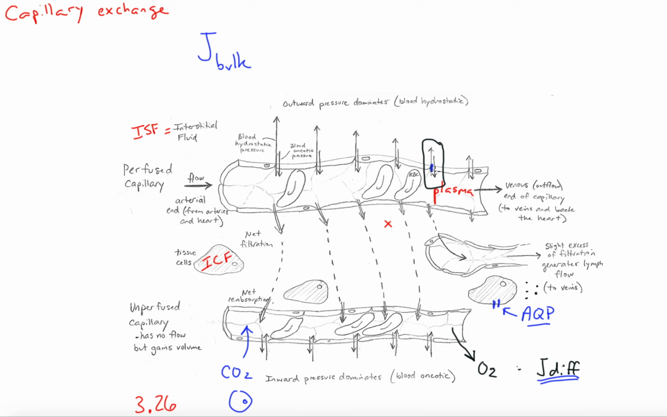we have to talk about which one's winning. But what that means is that those forces can drive a solution of water and electrolytes and nutrients back and forth across the capillary wall. So we've got this exchange between inside and outside the capillaries driven by these forces. And so J bulk is driven by osmotic pressure, abbreviated OP, and hydrostatic pressure, abbreviated HP.